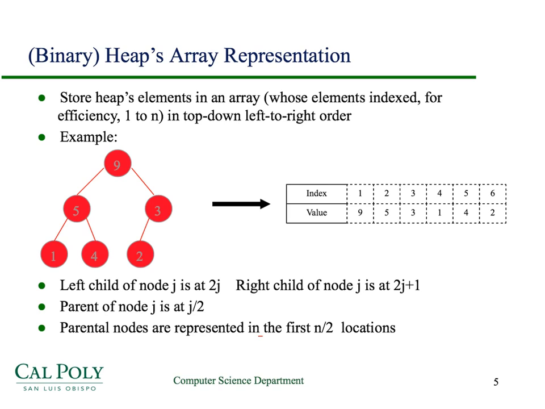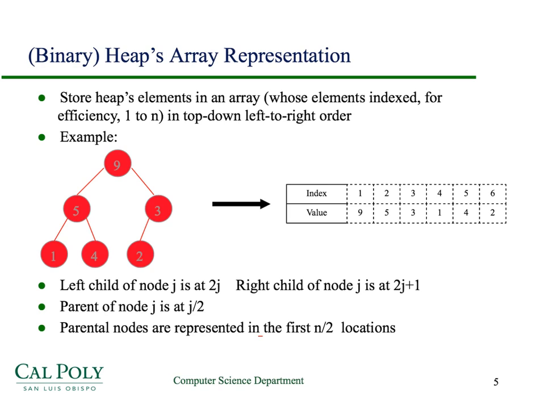So let's take a look at this example here. 9 is in the root, and that's stored at index 1. 5 and 3 are its children. They're stored at index 2 and 3. The children of 5, 1 and 4, are stored at 4 and 5, etc.